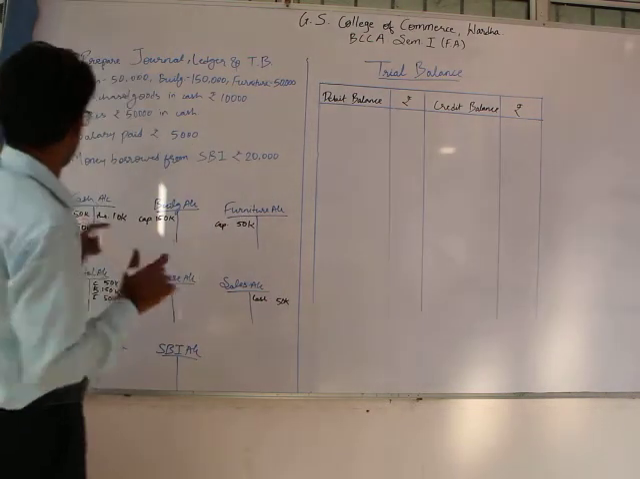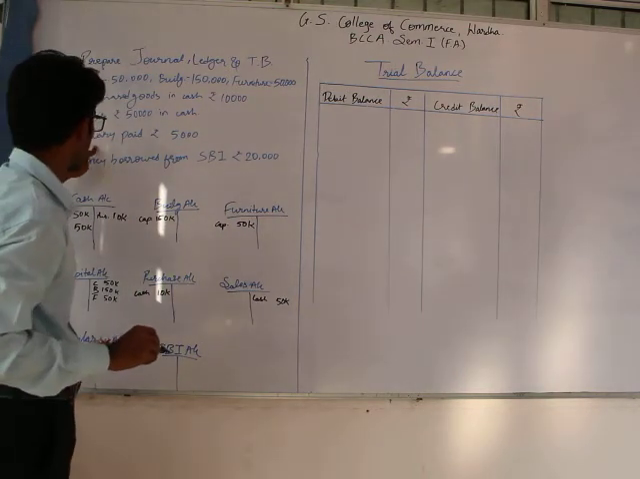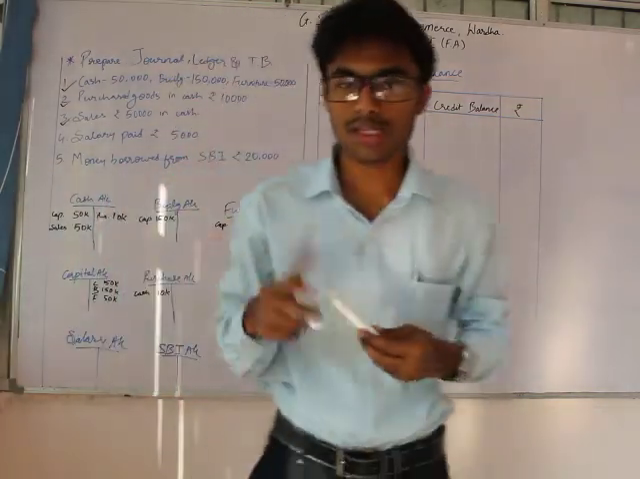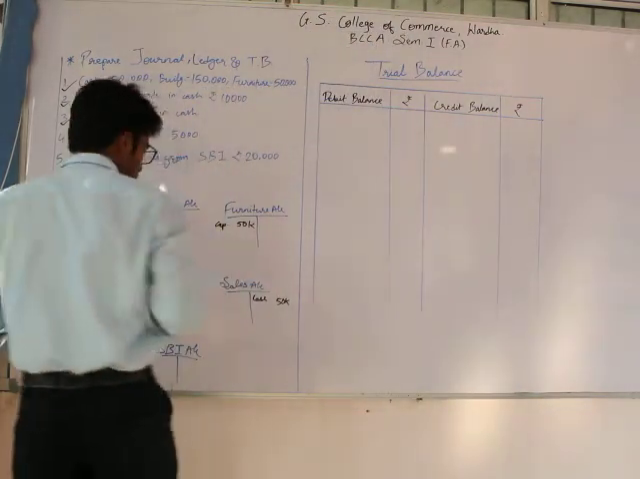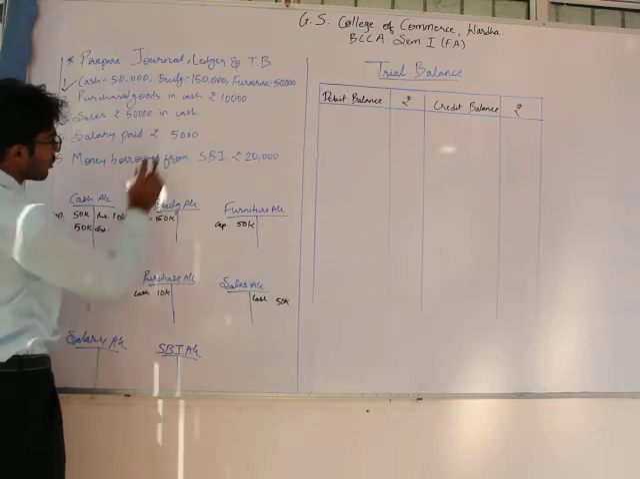Okay, done. We have done with second and third. Now on the fourth one, salary paid rupees 50,000. We are paying salary, that means salary is my expense. Salary account will be debited to cash because cash is going out. So that's why in the credit side of cash we are going to write salary rupees 5,000.